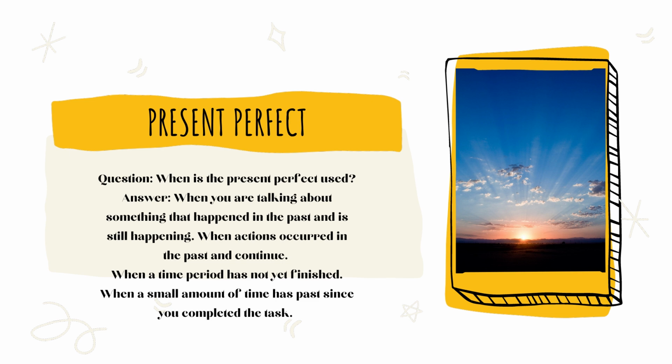So let's go to the present perfect. When is the present perfect used? The present perfect is used when you are talking about something that has happened in the past and is still happening. When actions occurred in the past and continue. When a time period has not yet finished. And when a small amount of time has passed since you completed the task.